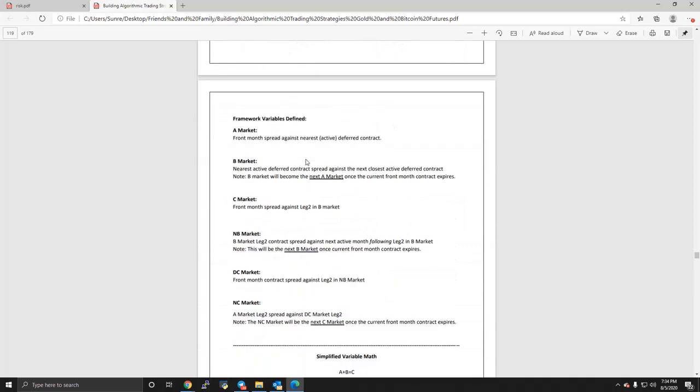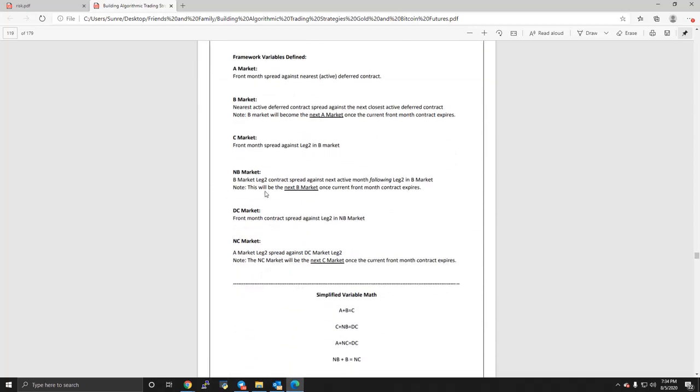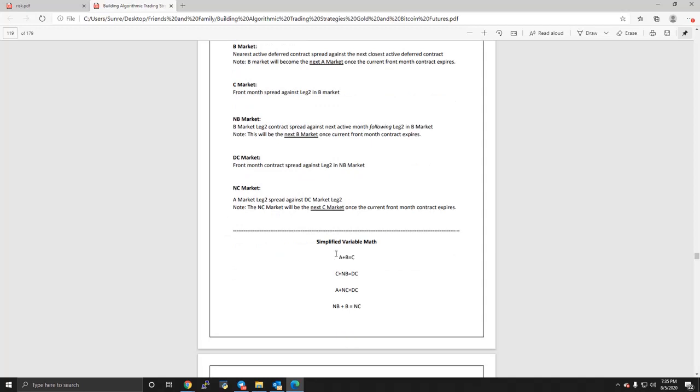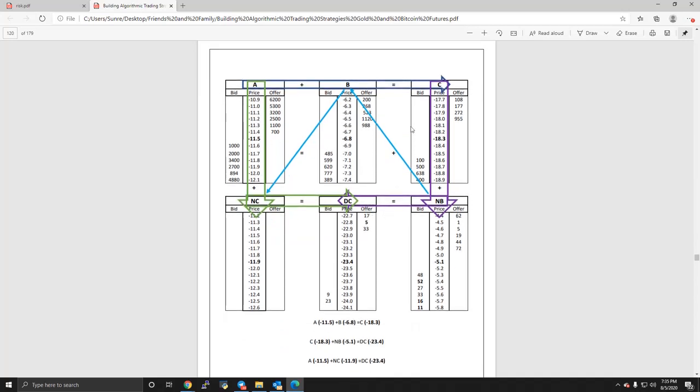And just below here, this is where I define the variables for the standard 6, and you can read what the A market is, what is the actual definition of what the A market is, what is the actual definition of the B market, the C market, the new B, double C, new C. And then you can simplify the math and really get a strong grasp on how to put this puzzle together. And this is just another diagram here of what the standard 6 is doing in this particular market structure.